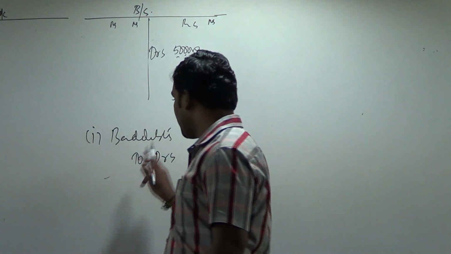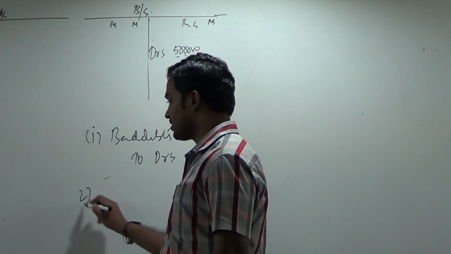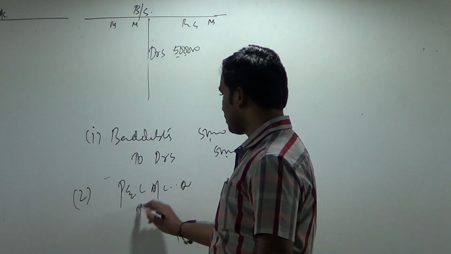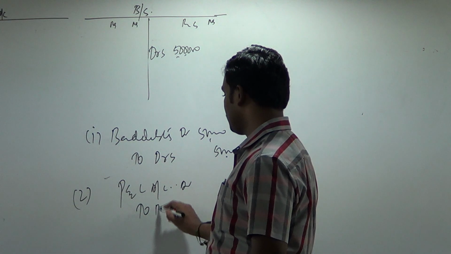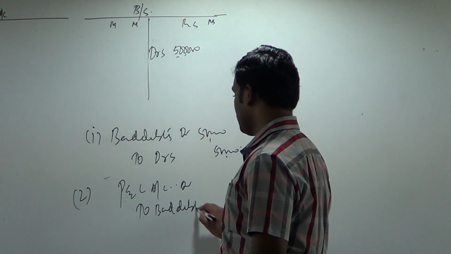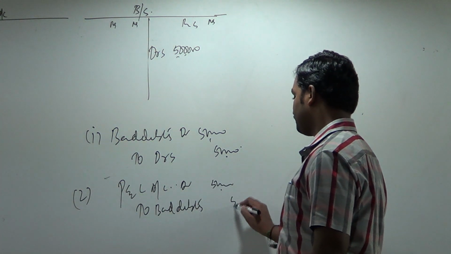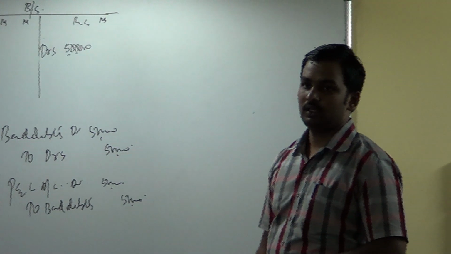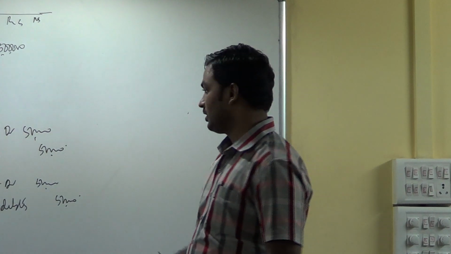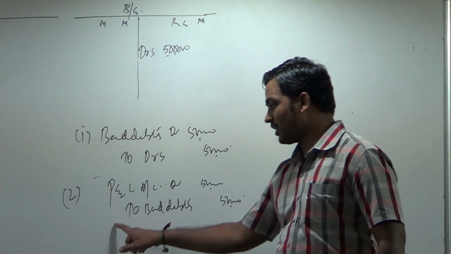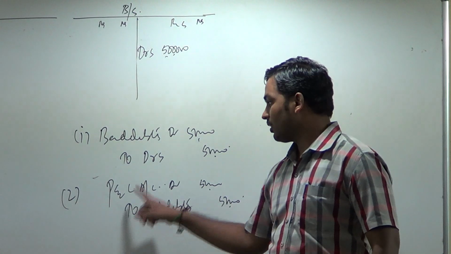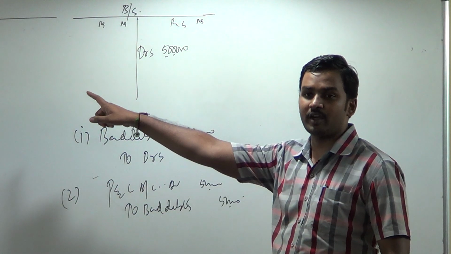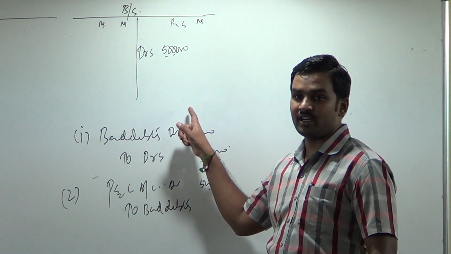And you have to pass one more entry to close bad debts account. What is the entry you pass? P&L account debit to bad debts account, 50,000. How do you show the impact now? Bad debts account debited, bad debts account credited, closed. But debtors account has to be now credited. P&L account has to be now debited.